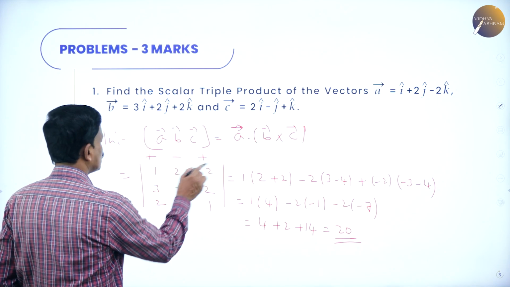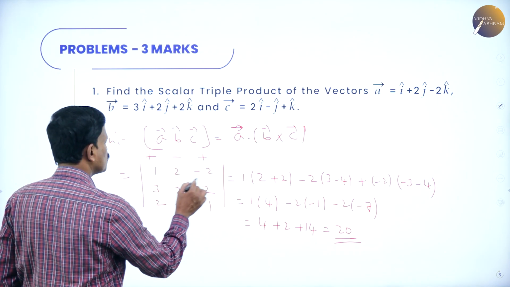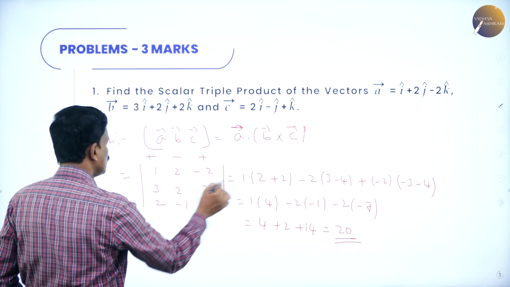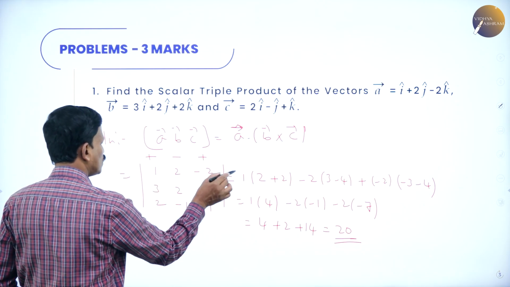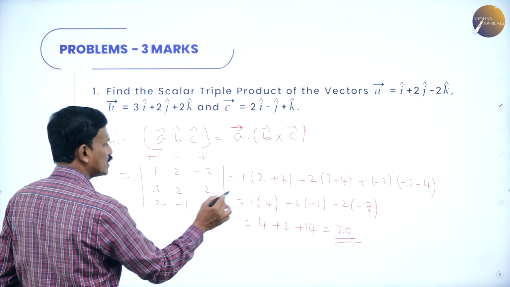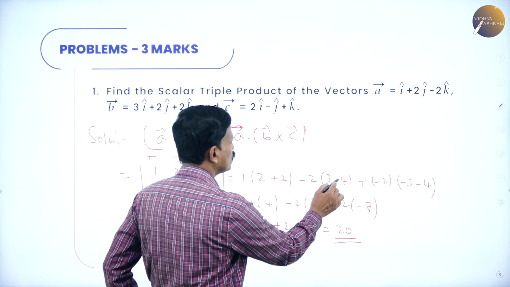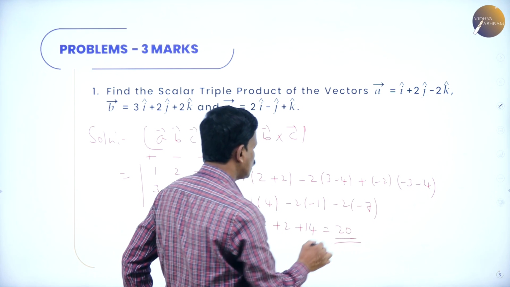So plus, minus and plus. This is gone. 1 into 2 ones are 2. Minus into minus, plus 2. Minus 2 into, delete the row and column containing 2, 3 ones are 3, minus 2 twos are 4. Minus 2 into, this row and column is deleted, 3 ones are 3, minus 3 minus 4. So 2 plus 2 is 4. Minus 2 into 3 minus 4 is minus 1. Minus 2 into minus 4 minus 3 is minus 7.